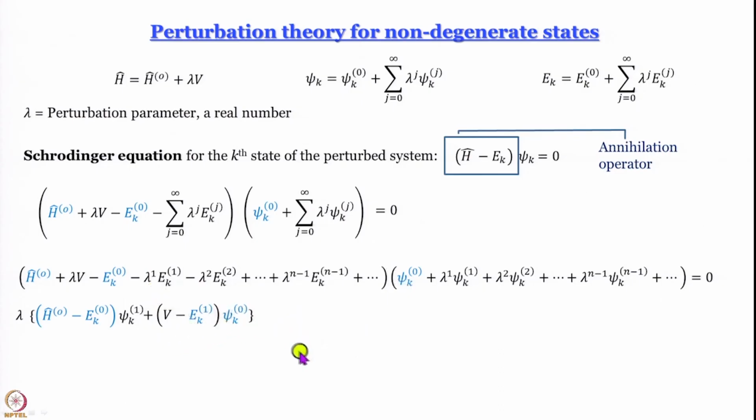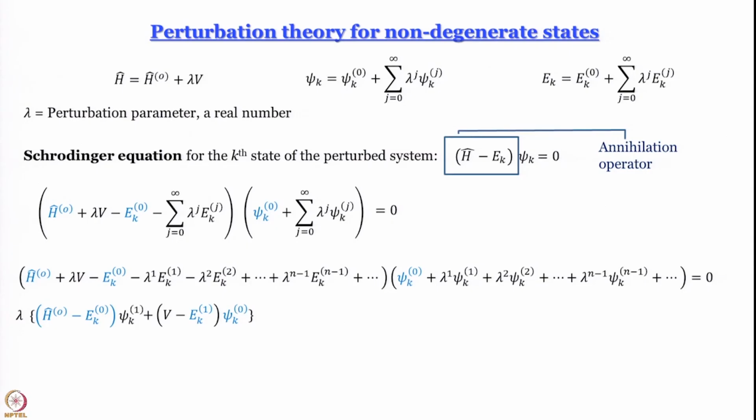So, this is what we get. The coefficient of lambda is the unperturbed Hamiltonian minus the unperturbed energy operating on the first order correction to the wave function, plus V minus the first order correction to energy operating on the 0th order wave function. Very nice systematic expression, okay. And as you see, it is going to get more and more systematic as we go ahead.